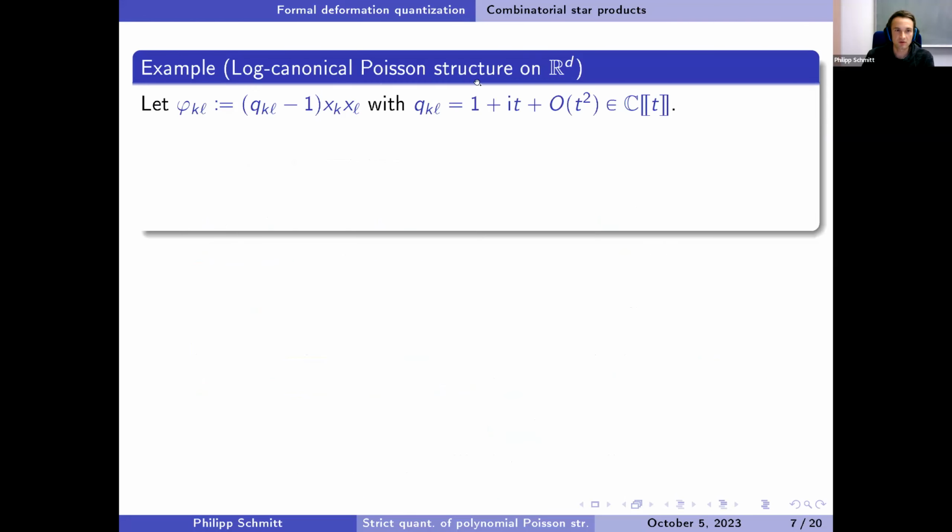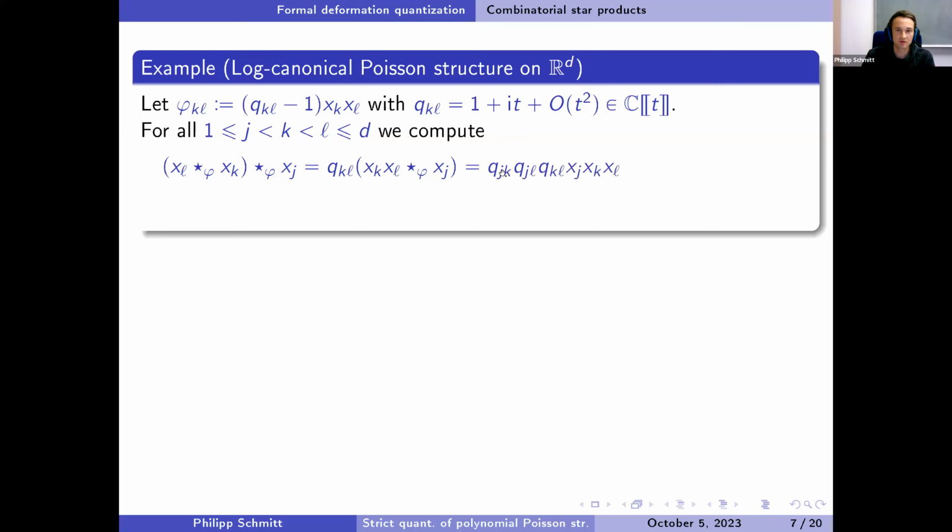If you study again the log canonical Poisson structure, we make the same choices as before. Then we see that if we try to compute this combinatorial star product on these monomials of length 1, then what happens is we try to swap x_l, x_k, we pick up a factor q_kl, we need to swap x_j with x_l and x_k, we pick up factors q_jk and q_jl, and we see immediately that this is the same as if we would do everything the other way around. So we get that the associativity condition is satisfied, so the combinatorial star product will be associative. And it will be associative for any choice of q_kl that is of this form here plus arbitrary higher orders.